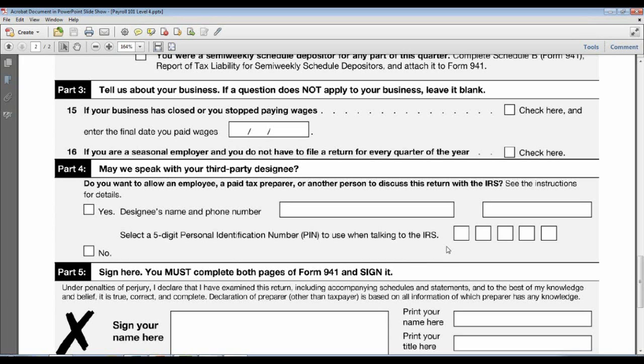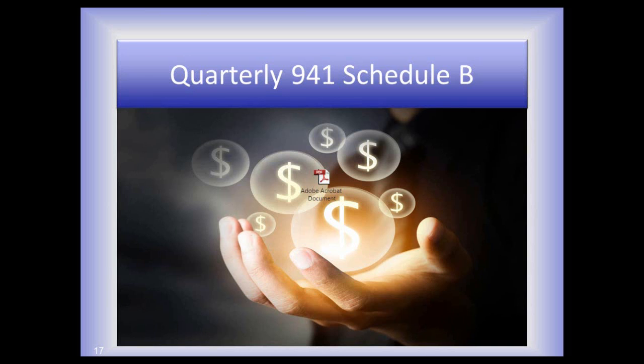So what happens if you discover an error on a previously filed Form 941? You would want to make the correction on Form 941X. This form is filed separately from your regular Form 941. If the entity finds an error and has overpaid the IRS, there is a 3-year limit from the date a return was due to be able to receive a refund.